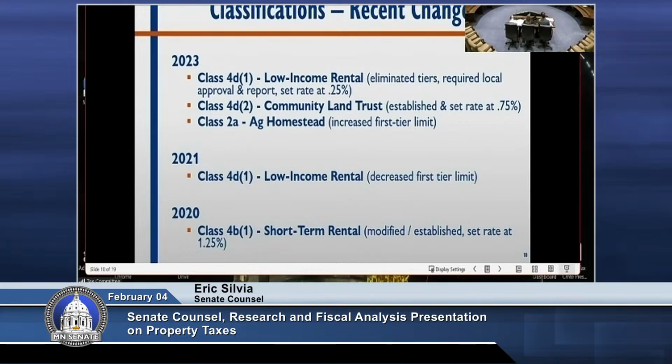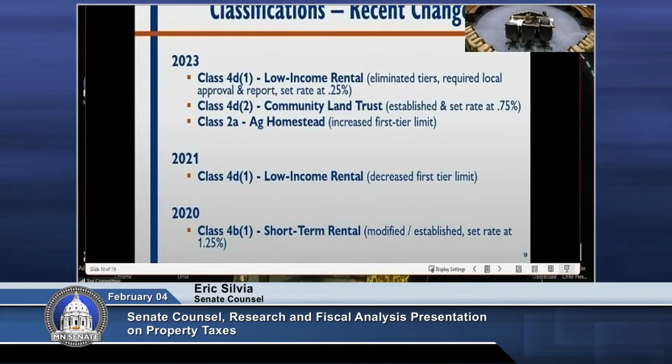That was eliminated in 2023, and so there are no separate tiers for Class 4D1 property. It's just that one class rate at 4.25. As part of that proposal, there was a change to community land trust property. These are properties where the home or the residence is owned by the resident, although the land is not. Prior to this change, community land trust property was classified as a residential homestead. In 2023, the new classification of 4D2 was established, and the class rate for those types of property was set at 0.75.